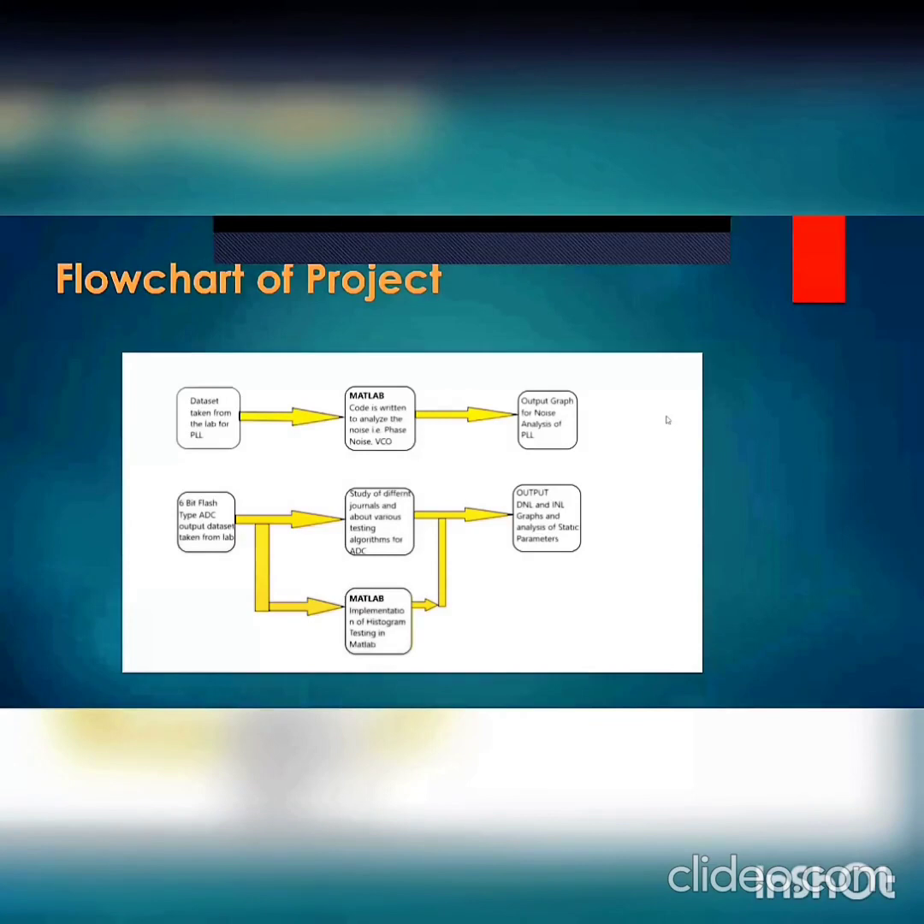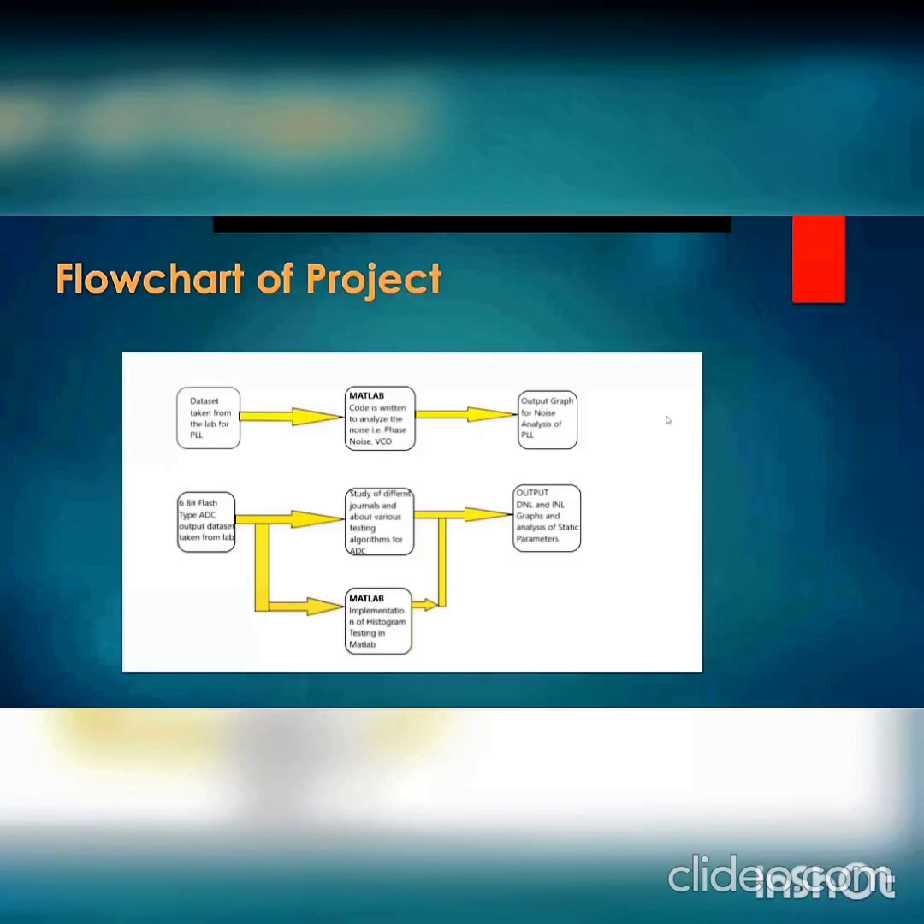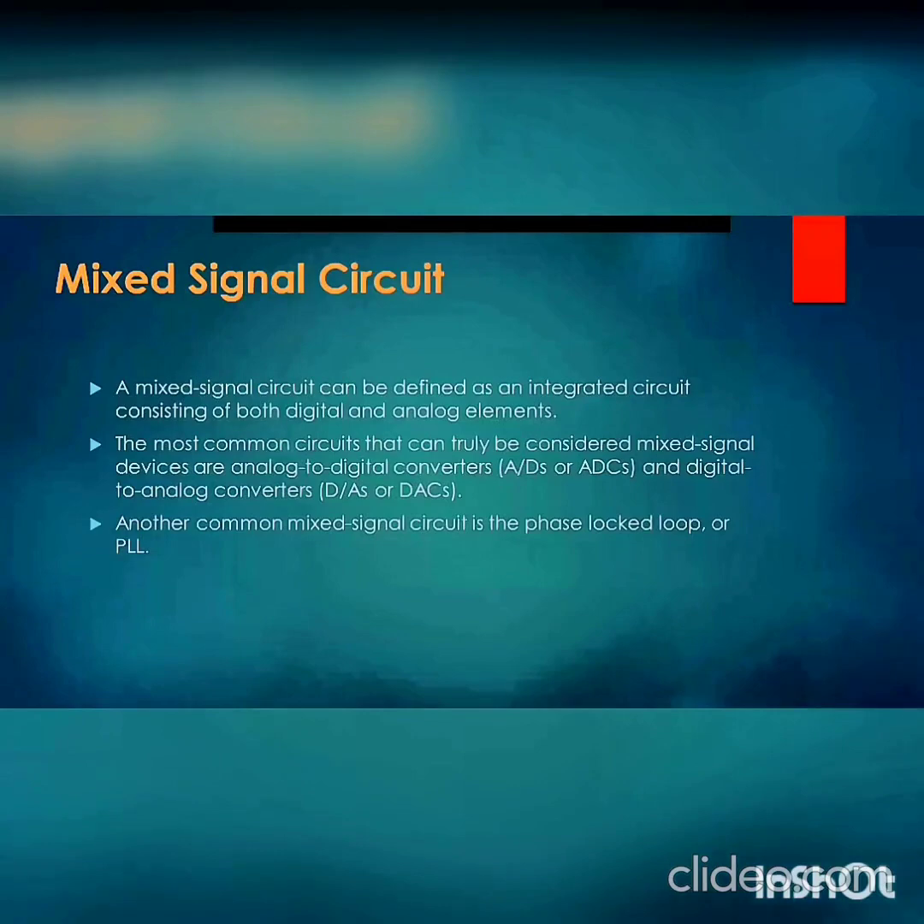So this is the flowchart of the project. First of all, the dataset is taken for the phase lock loops, and then a suitable algorithm is used in MATLAB to calculate the phase noise and jitter at the output of the phase lock loop. And then the plots are drawn in MATLAB. The next part is to calculate the static parameters of the 6-bit flash type ADC. So I've used histogram testing to calculate the INL and DNL errors of the ADC, and then draw certain plots in MATLAB.